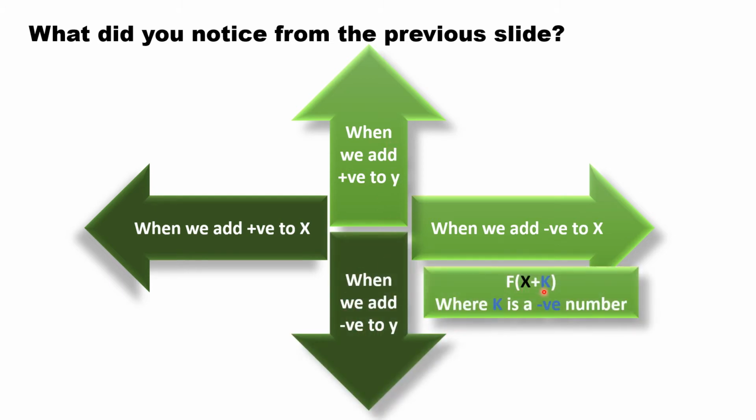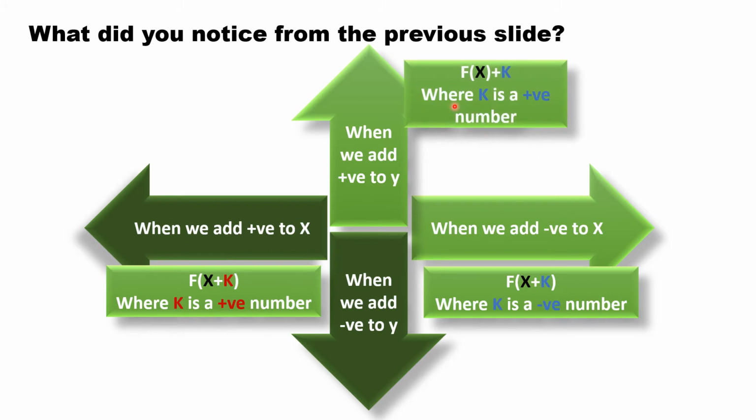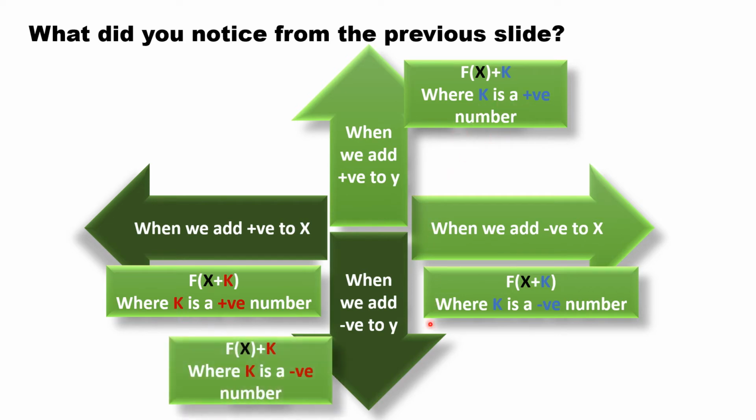Okay, f of x plus k, where k is a negative number, will move to the right, and k here is a positive number, will move to the left. If you added to f of x, f of x plus k, and k is a positive number, it will move upward, and where k is a negative number, it will move downward.